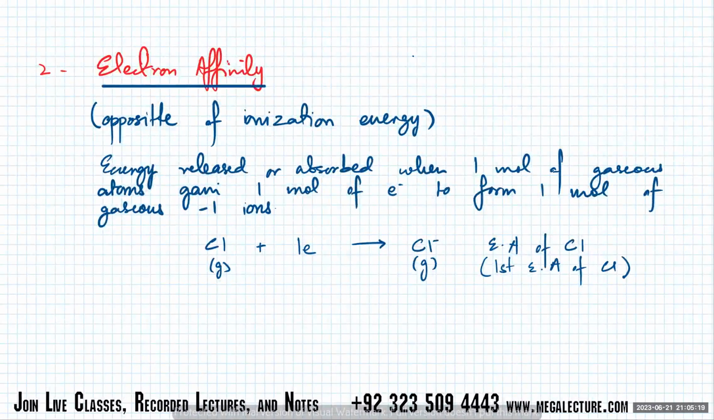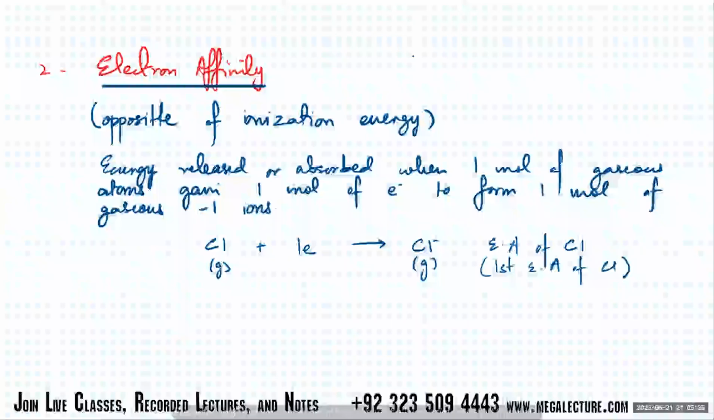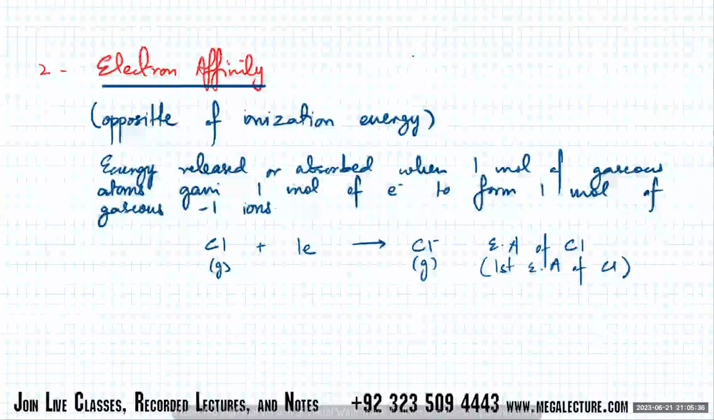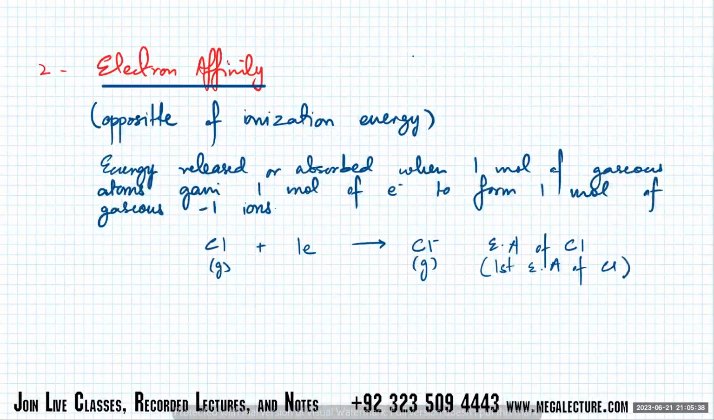Now, we don't really talk about electron affinities the way we talk about ionization energies, because for Cl, there's only going to be one electron affinity. Cl normally just gains one electron. It doesn't gain more than one. In ionization energies, you just kept on removing electrons from an atom. But when you're adding electrons, you would just add the appropriate number of electrons. You don't just keep on adding electrons.